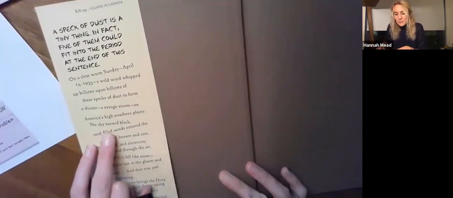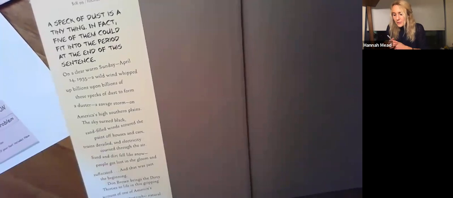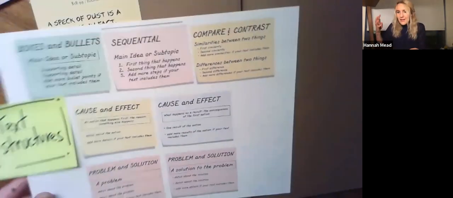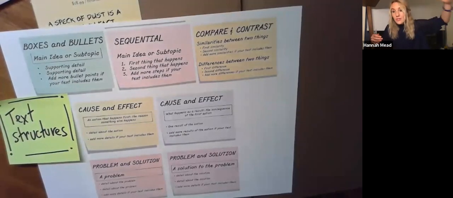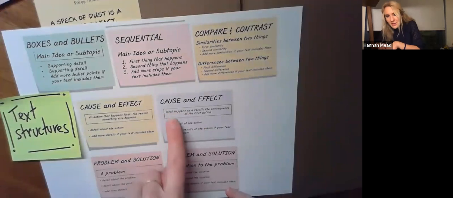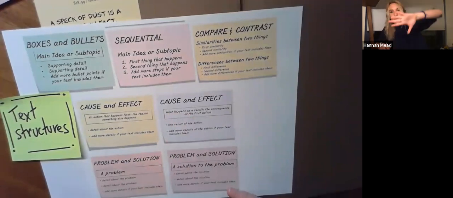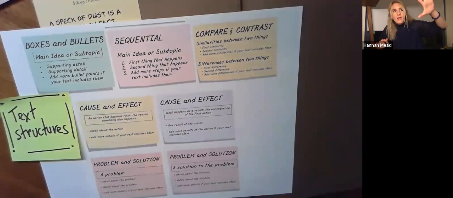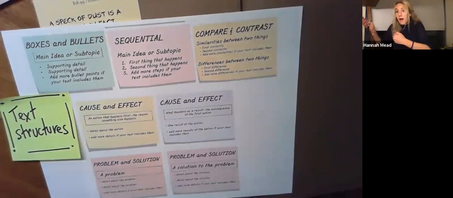The sky turned black. Sand-filled winds scoured the paint off houses and cars, trains derailed, and electricity coursed through the air. Sand and dirt felt like snow. Okay, so it's telling the aftermath, like what it all looks like after something horrible probably caused this. So what happens as a result? I'm really thinking that's going to be this version of cause and effect. So all the consequences first, and then why they all happened.